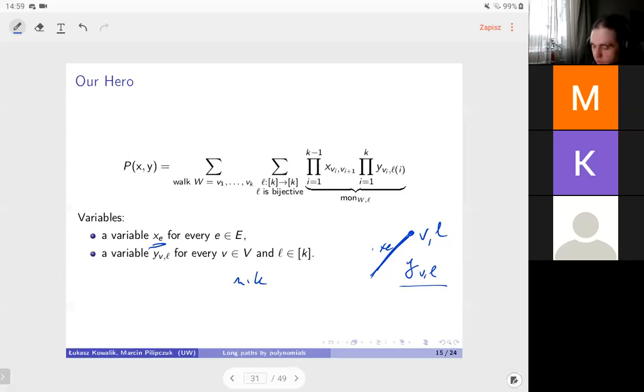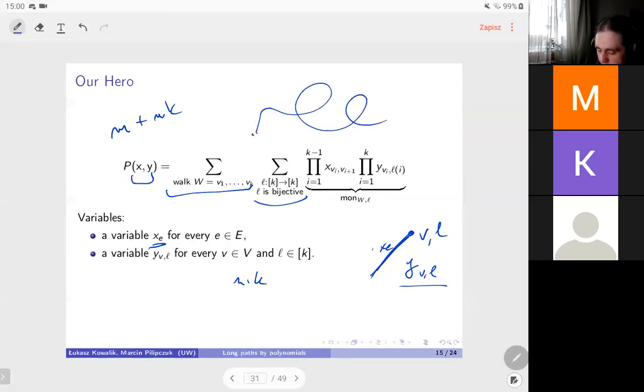So this is the polynomial we are going to work with. It has m times n times k variables: m x's and n times k y's. This polynomial goes over all possible k-vertex walks in the graph, over all possible ways, in which order we assign labels along this walk to the vertices, and for a fixed walk and a fixed ordering, what are the consecutive labels you assign to the vertices visited on the walk, you are multiplying which edges you used and which vertices received which label.